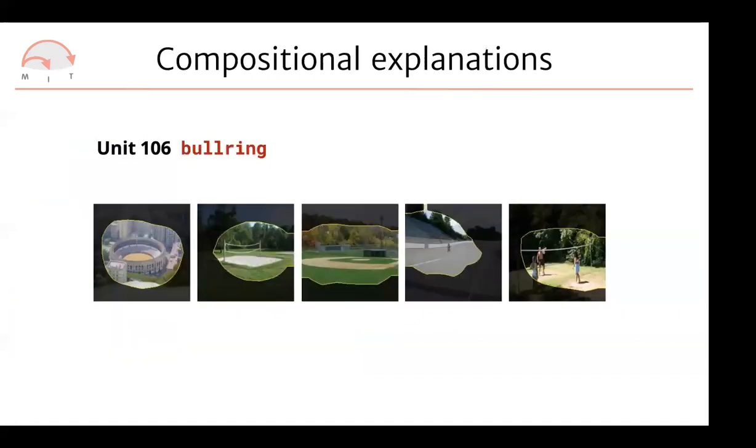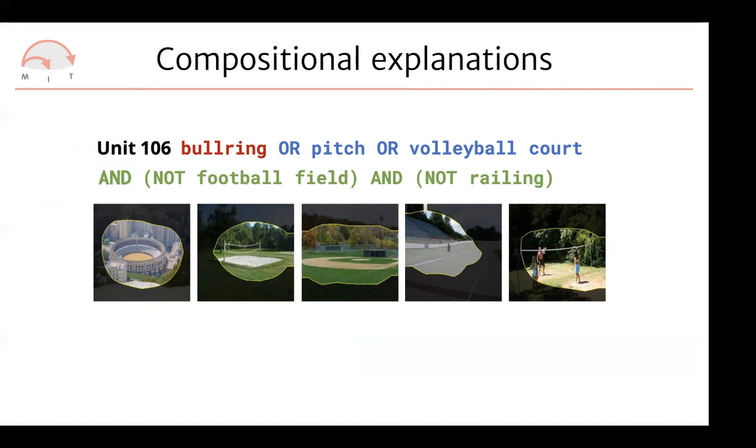Okay. So what can we do with a procedure like this? One thing that we can do is go back to our bull ring detector from before and see if we can come up with a more precise description of it. If we let ourselves generate an explanation with up to 4 primitives in it, then we label this as a bull ring or pitch or volleyball court detector. If we allow ourselves to generate an even more complicated explanation, we actually find something very specific about what this neuron responds to, namely that it responds to a bunch of different sports facilities, like we said before, but it doesn't respond to football fields, and it doesn't respond to regions of images containing railings most of the time, although maybe not all the time.